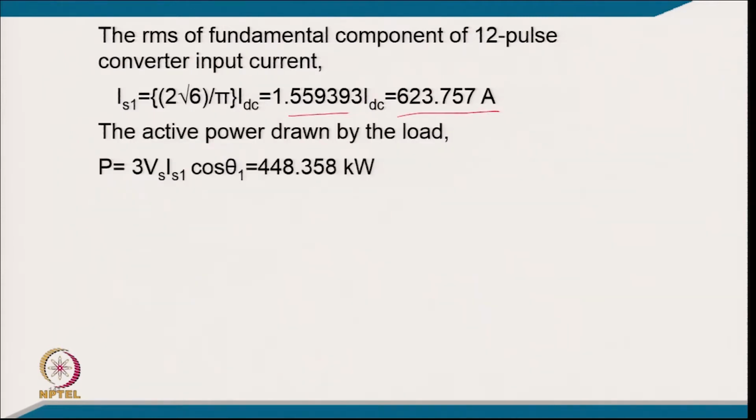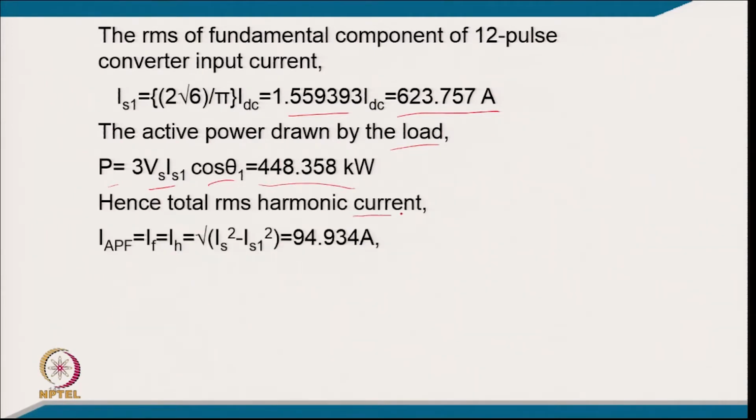So, this comes to 623.797 ampere. So, the active power drawn by the load will be P equal to 3 Vs IS1 cos theta 1, and putting the values here, theta 1 is zero because of the diode bridge, it comes to 448.358 kilowatt, and hence the total RMS harmonic current, which is the current flowing into the active filter, IF equal to IH equal to root of IS square minus IS1 square.